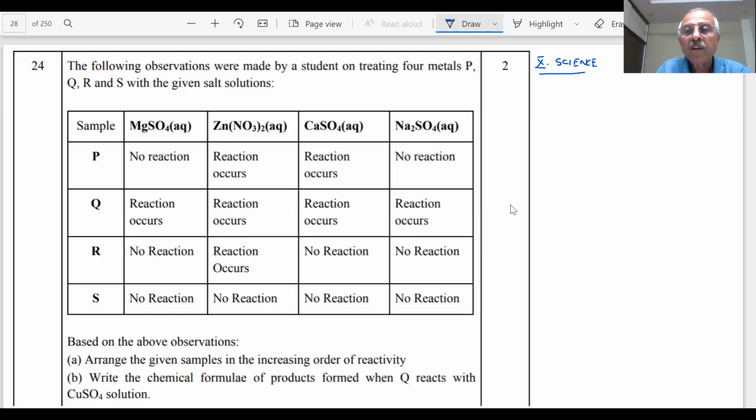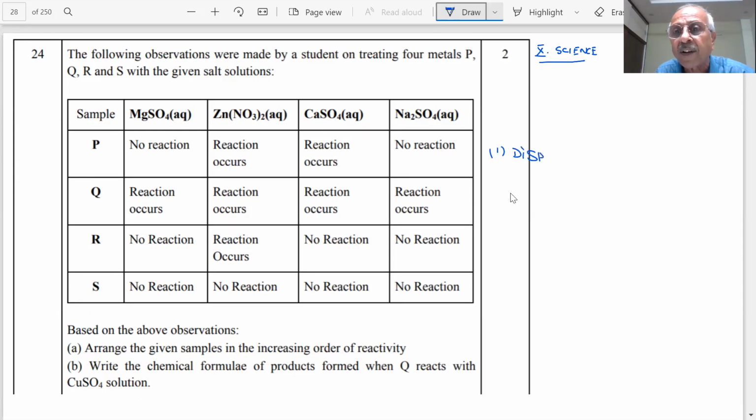Question number 24, students, from the 10th science sample paper released by CBSE. Read the paragraph very carefully. The following observations were made by a student on treating four metals P, Q, R, S with the given salt solutions. What will happen? You are aware that this is an example of a displacement reaction.